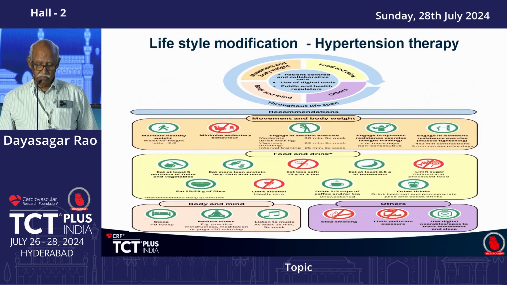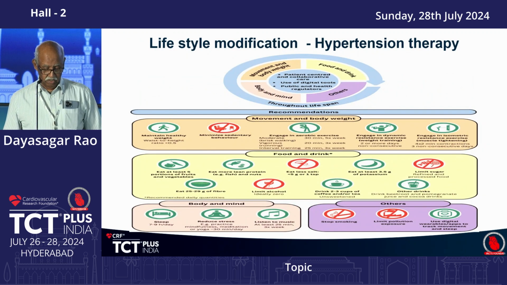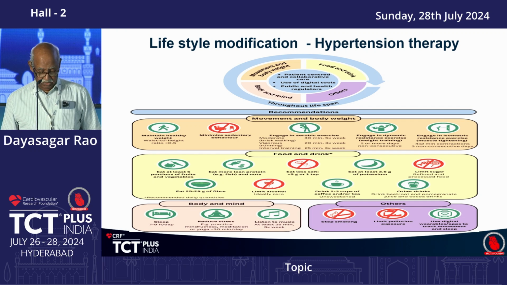So these are the lifestyle modifications. One is the control of the weight. Second is control of the food and the drinks. And third is controlling your stress and probably avoiding some of the toxic elements in your life. So these are all the important things broadly.